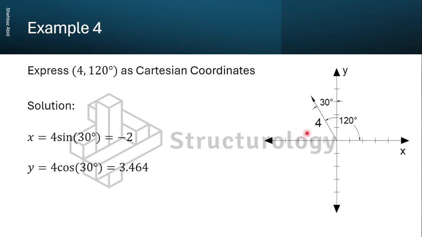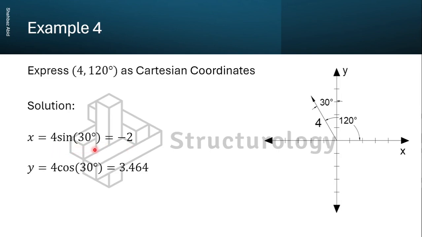So now, since the angle is taken from the positive y-axis, it's going to have y component as cosine of this 30 degree, and the x component is going to be sine of this 30 degree. Since it is counterclockwise and on the left side and the angle is less than 90 degrees, we know that we are in the second quadrant, so the x component is going to be negative.